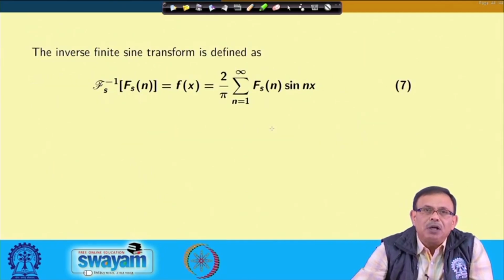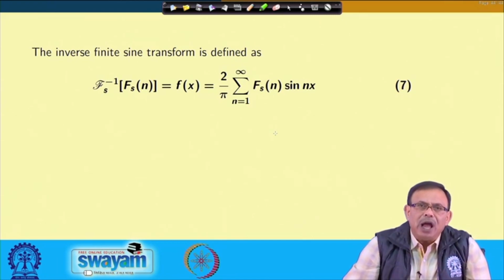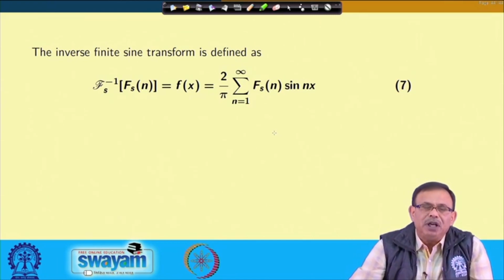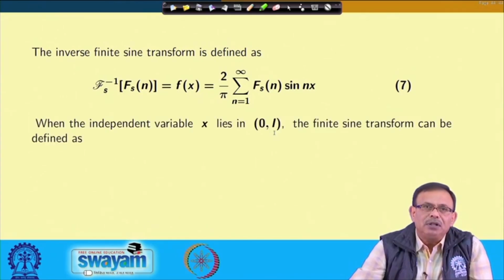So, the inverse Fourier sine transform is defined as the Fourier sine inverse of capital F_s(n), which is nothing but f(x), and f(x) is what? The Fourier sine series whatever we have defined. 2 by pi summation n equals 1 to infinity b_n into sin(nx) was there, b_n as we have told, it will be replaced by f_s(n). So, you will get this thing.